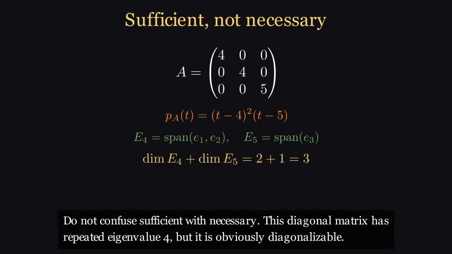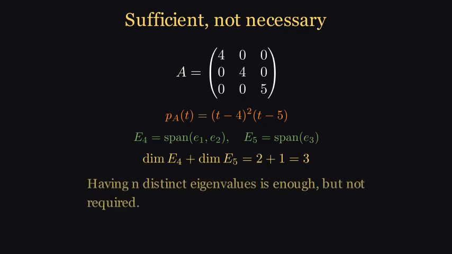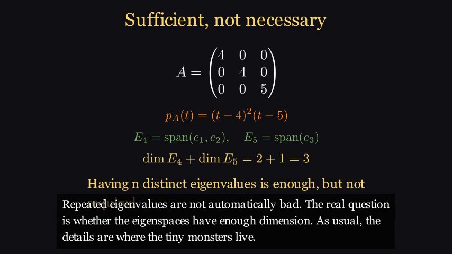Do not confuse sufficient with necessary. This diagonal matrix has repeated eigenvalue 4, but it is obviously diagonalizable. Repeated eigenvalues are not automatically bad. The real question is whether the eigenspaces have enough dimension. As usual, the details are where the tiny monsters live.